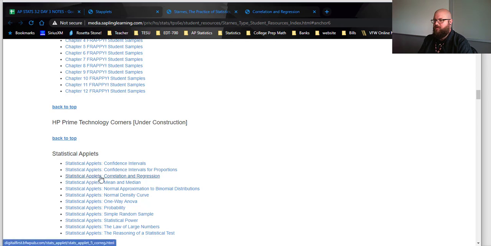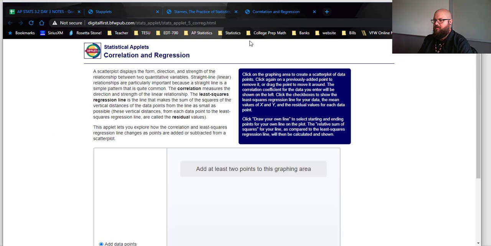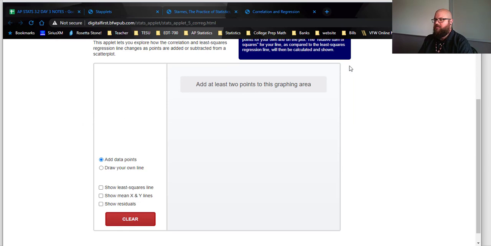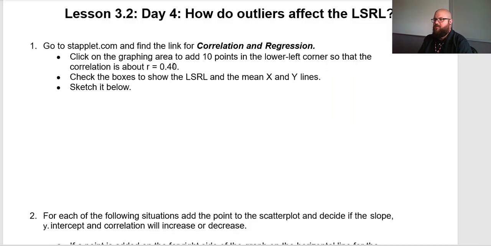So the applet for correlation and regression is right down here. When you click on that, we're brought to this page right here. Looking at this page, we just want to do this little exercise. It wants us to put 10 points in the lower left corner, so the correlation is about 0.4.